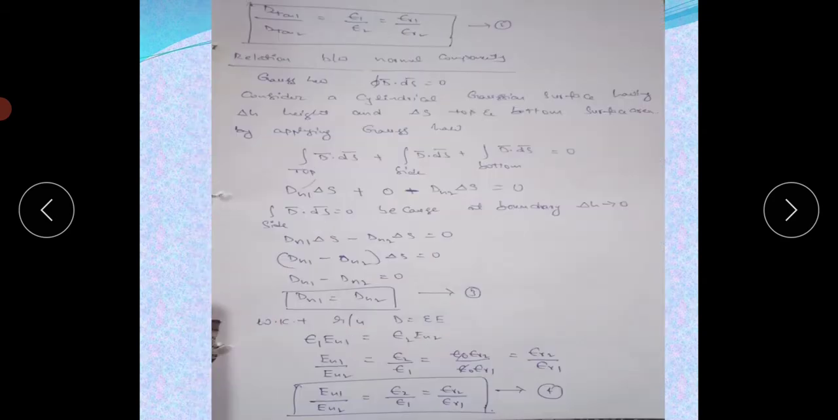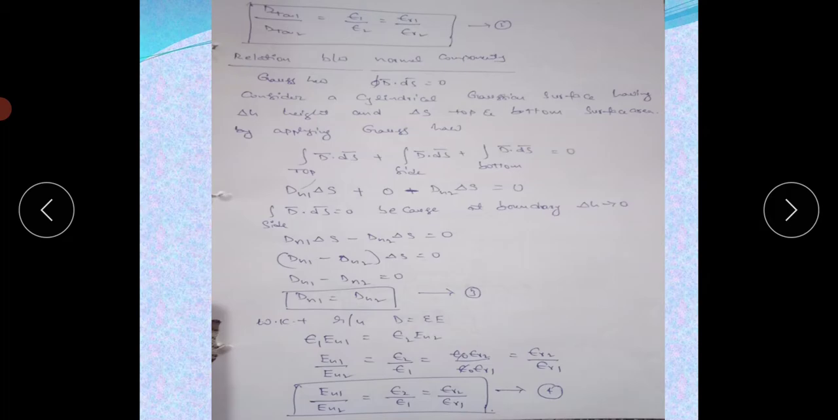D tan 1 by D tan 2 equals epsilon 1 by epsilon 2, which equals epsilon r1 by epsilon r2. The first boundary condition is E tan 1 equals E tan 2, and the second boundary condition is D tan 1 by D tan 2 equals epsilon 1 by epsilon 2, or epsilon r1 by epsilon r2.